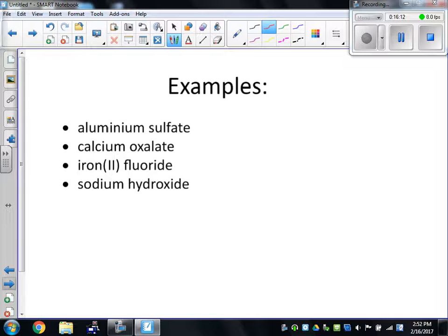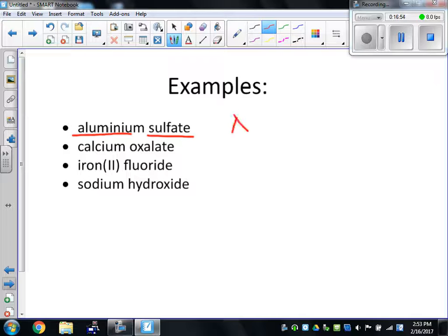We'll go with aluminum sulfate as our first one. Follow with me and let's do this together. What do we look for first? Look back at the rules we just talked about. We look for what ion first? The negative ion. So we're going to find the negative ion. Which one's the negative ion, aluminum or sulfate?